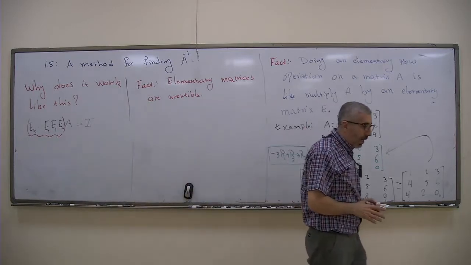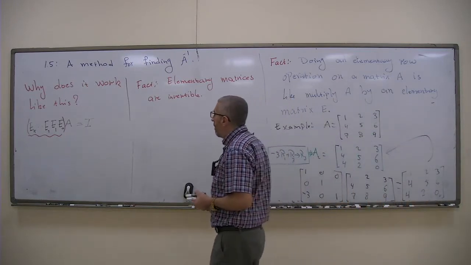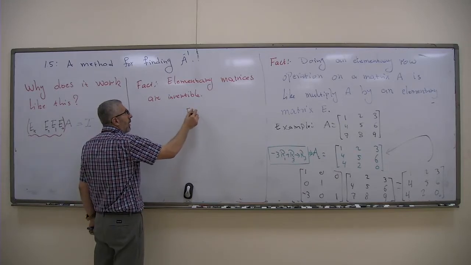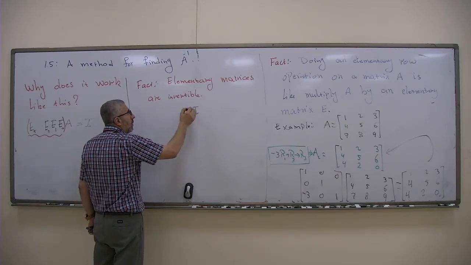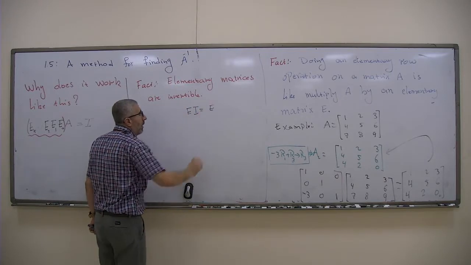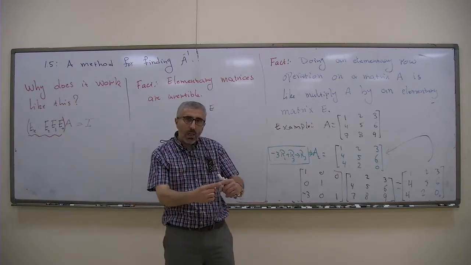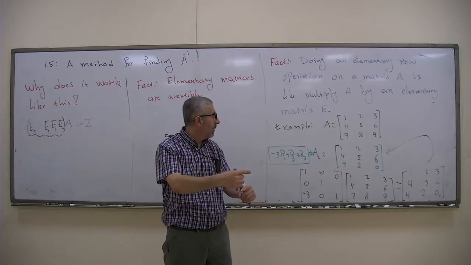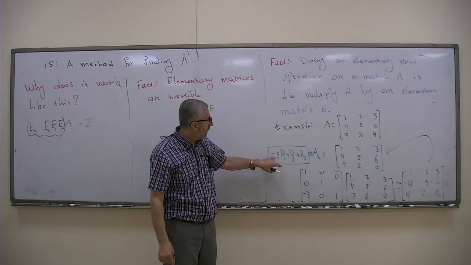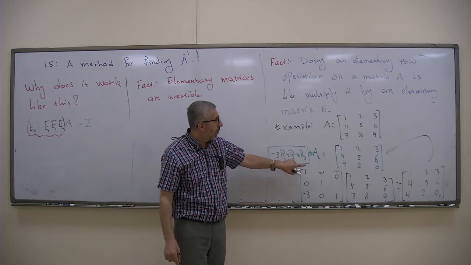Elementary matrices are invertible. Why is that? Well, an elementary matrix is a matrix you get from the identity. So you do an elementary row operation on the identity, you get your elementary matrix. Now, let us think about reversing what you did. So here, what did we do? We multiplied R1 by -3, and we added that to R3. Correct? So we got this.